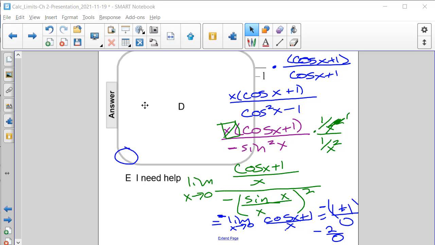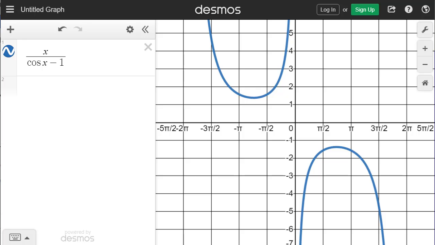We can also verify that this limit does not exist by looking at its graph. So the original function that we had was x divided by cosine of x minus 1, and this is what the graph generally looks like. And as we approach 0 from the left, we're approaching positive infinity, and as we approach 0 from the right, we're approaching negative infinity. And since the limits do not match, the limit does not exist.